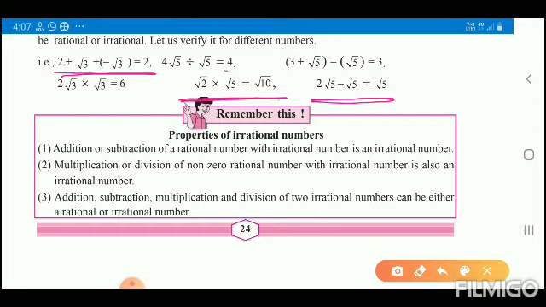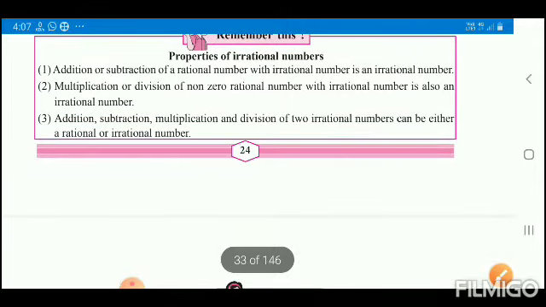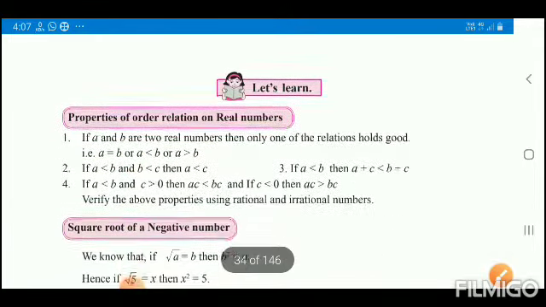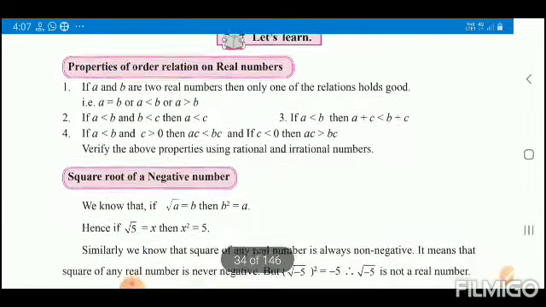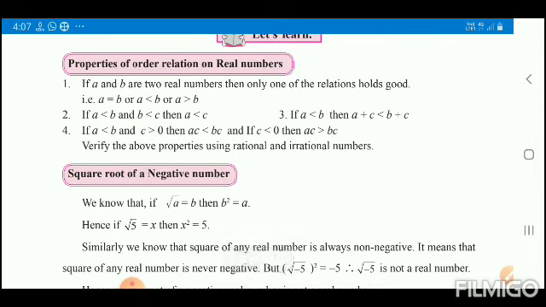Look here, 2, here 4, here 3. These all are rational numbers. Okay. Now we will go to the next point. Let us learn the properties of order relation on real numbers.